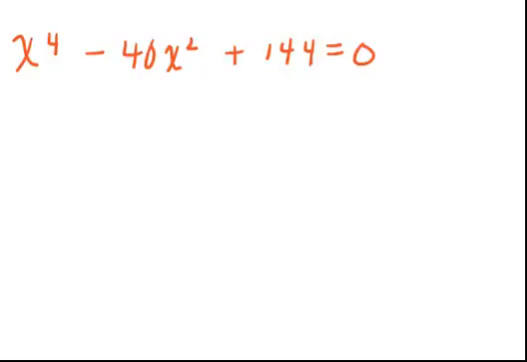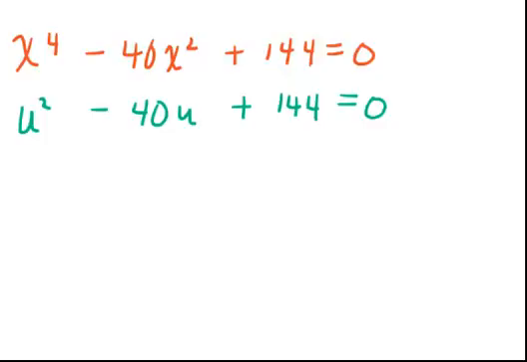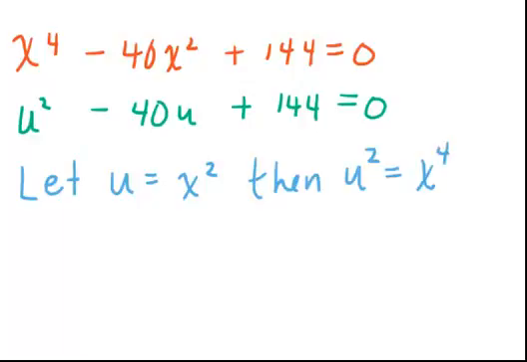And in fact, if I could substitute a u in there and call x to the fourth u squared, then x to the second would just be u, then I have a quadratic equation to solve. So that's the idea behind this. So we're going to let u be equal to x squared. And if that's the case, then u squared is x to the fourth. So now we get the same green equation we had before by substituting u in the place of x squared.